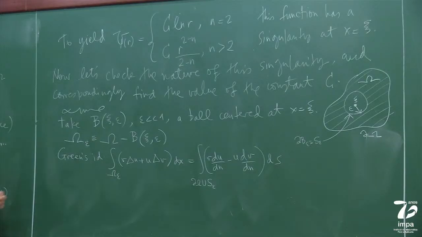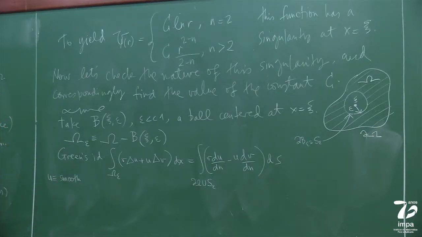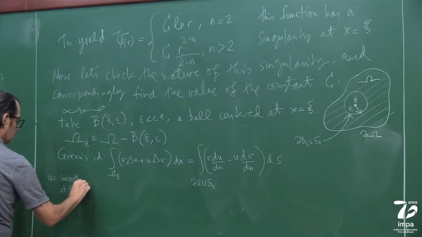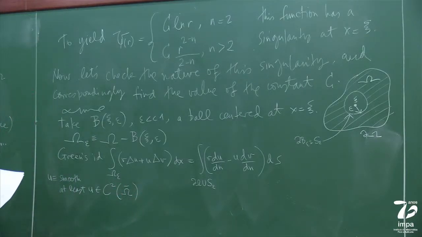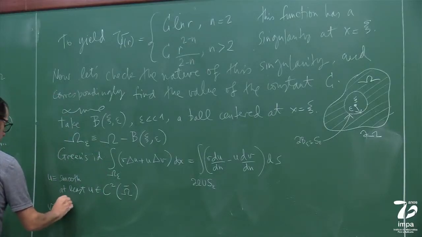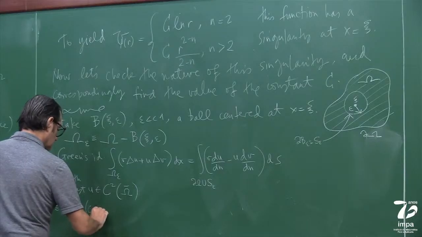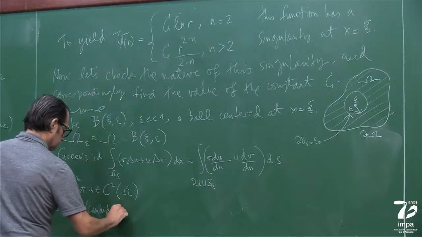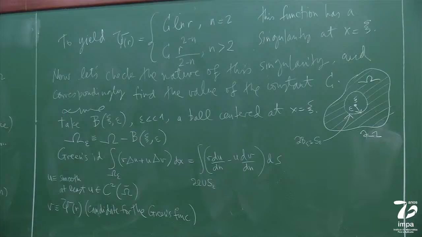Okay. Now, we're going to consider U to be a smooth function, say, at least U is C2 up to the boundary, and V, we're going to take V to be our candidate for the Green's function. Let me already announce this. U is just a smooth function, okay? It does not have to satisfy the Laplace equation, it's just a smooth function with enough regularity so we can play with it and so on.